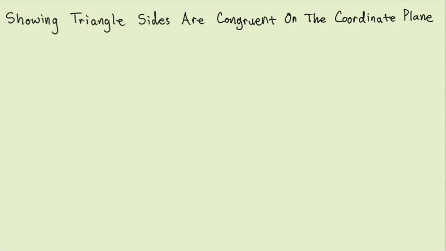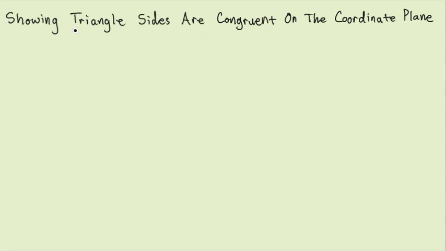All right, so in this video, we're going to do two things. First, I'm going to show you how to show that triangle sides are congruent when you have triangles on the coordinate plane. Okay, so let's write this out. To show that two sides of a triangle, so a side from one triangle is congruent to the side from another triangle. Okay, here's what you're going to do.